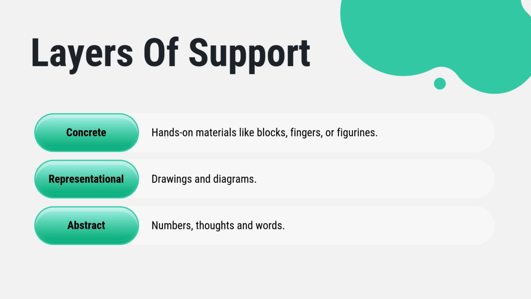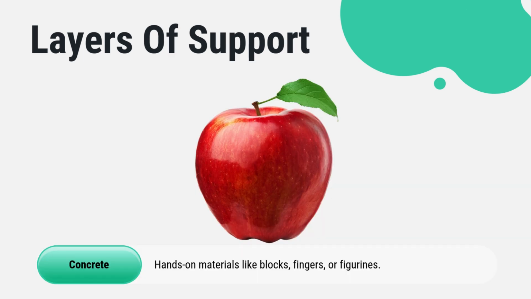So I'm going to take the math out of the equation for a second here and just talk about these layers of support. If you're talking to someone who has never encountered an apple before, right? If you're trying to convey an apple to an alien, the most effective way to help them understand what an apple is to give them a physical apple, a real apple. Let them touch it, let them taste it, let them smell it, let them experience the apple. That's a concrete level of support.